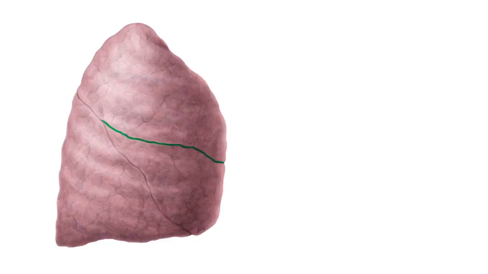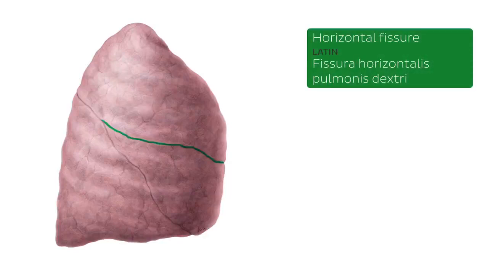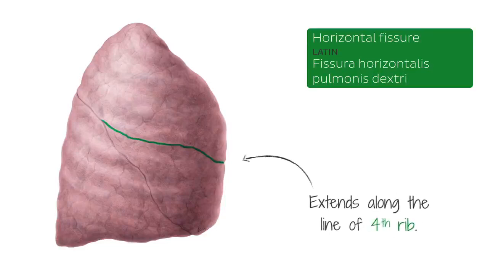One of them, the one you're looking at now on your screen, is exclusive to the right lung, and it is known as the horizontal fissure. So you do not find a horizontal fissure on your left lung. You only find it on your right lung. And notice here that the horizontal fissure is separating the superior lobe from the middle lobe of the right lung. Also important to mention that the horizontal fissure extends along the line of the fourth rib.